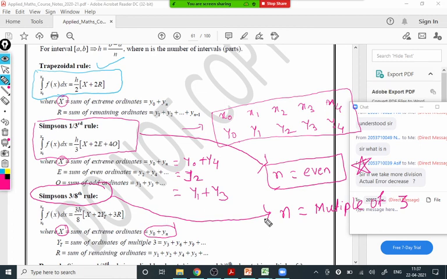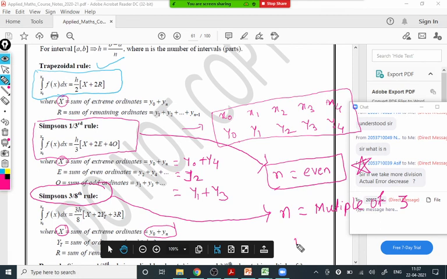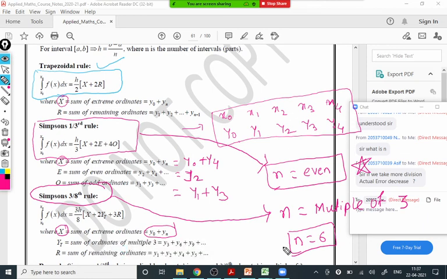Now one more doubt: suppose n is 6. Which method will you use? The 3/8 rule. Why not 1/3? It is even, no? So both are correct. Actually 3/8 is also a correct answer, and you can use either method. I will repeat: when n is even as well as a multiple of 3, you can use the 1/3 or the 3/8 rule. Both methods are applicable.